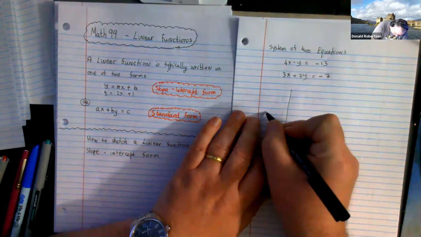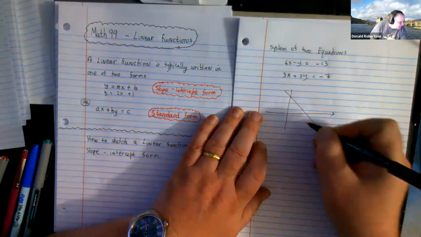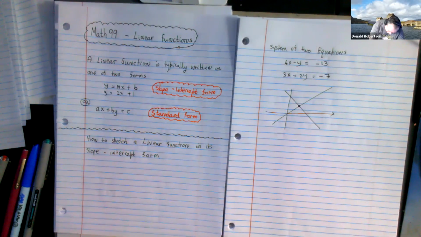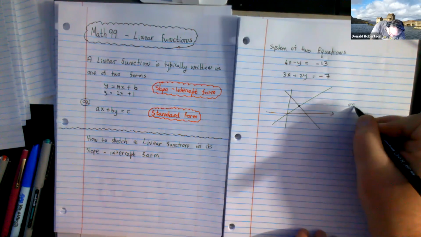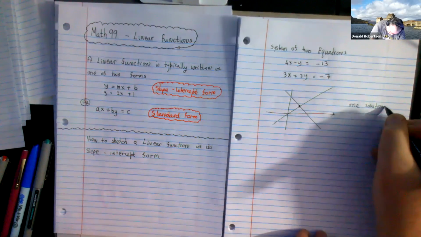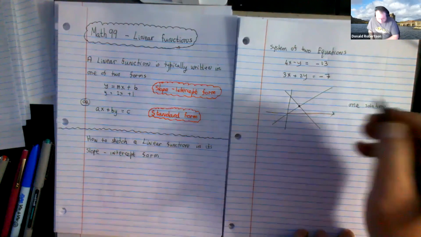I'm making no attempt to draw this correctly, but couldn't we have 2 straight lines and they meet at a point? Now, if that happens, there will be one solution. And again, I'm making this up, and the solution could be at 1, 2, for example. Right?